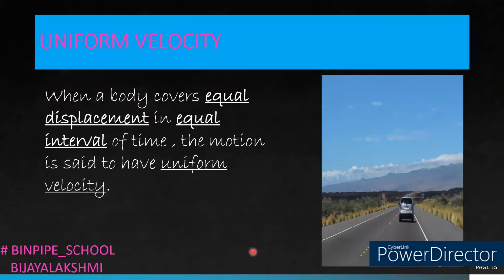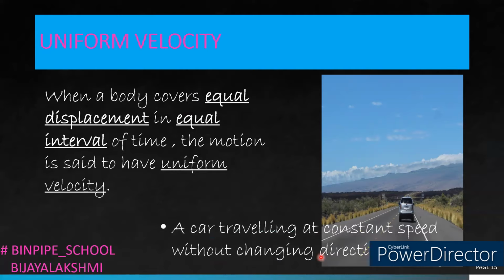Now the next type is the uniform velocity. When a body covers equal displacement in equal intervals of time, the motion is said to have uniform velocity. You can see the picture here. When no vehicles are there or no disturbances are there, the car is traveling constantly at a uniform velocity. It is covering equal distances in equal time intervals. So a car traveling at constant speed without changing direction is the best example of uniform velocity.